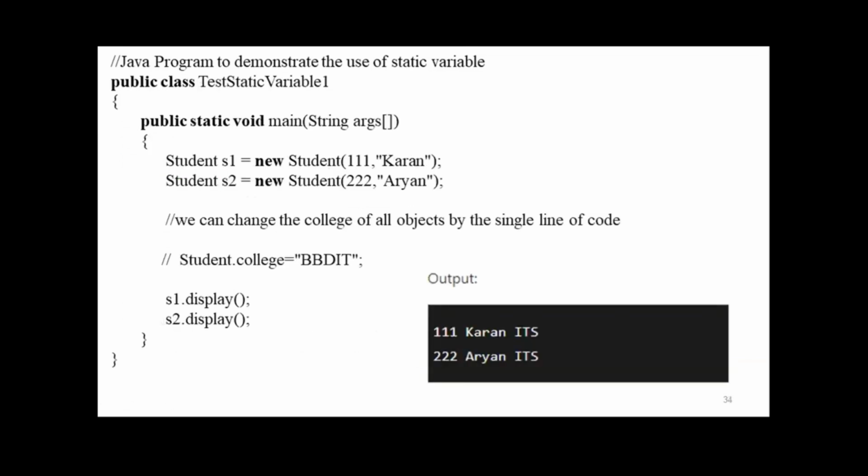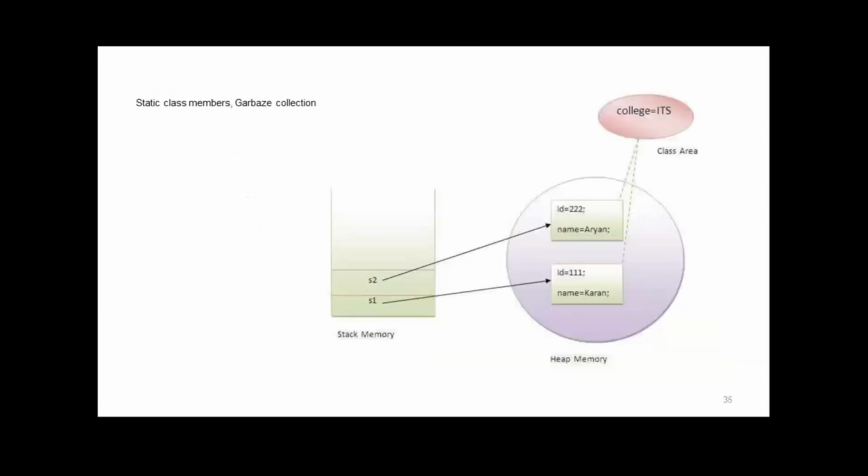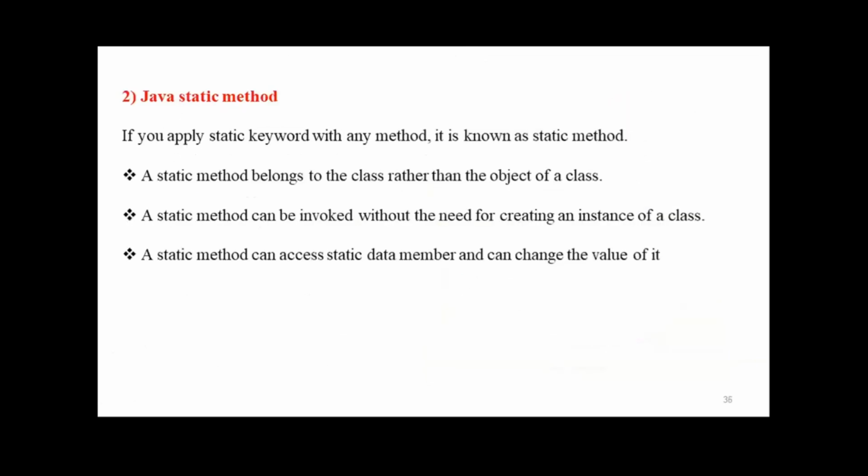So guys, I told you earlier, I will explain static again. I told you earlier, so I explain again. It will be revising and refreshing the concept also, and here I explain with a different example. So there are some properties of static. A static method belongs to the class rather than an object of the class. A static method can be invoked without the need of creating any instance of a class. You can directly call it with the class name. A static method can access static data members and can change the value of it. One static method can call another static method.